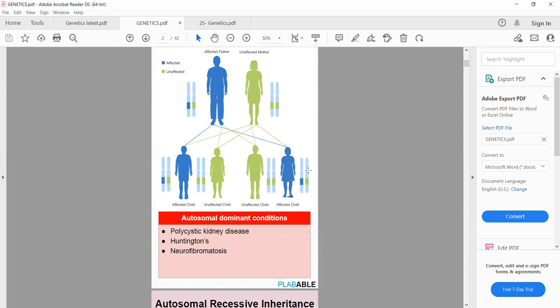Two affected children will be produced by this person, two by this person, and two normal by both of them. So in total, four abnormal and 12 normal grandchildren. So 4 in 16 is basically 25%, because half or 50% of 16 is 8 and 25% is 4. So in autosomal dominant inheritance, there is a 50% chance of a child getting affected and a 25% chance of a grandchild getting affected. Is this point clear to everyone?